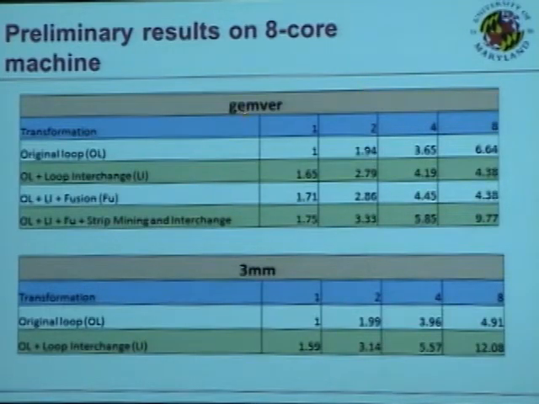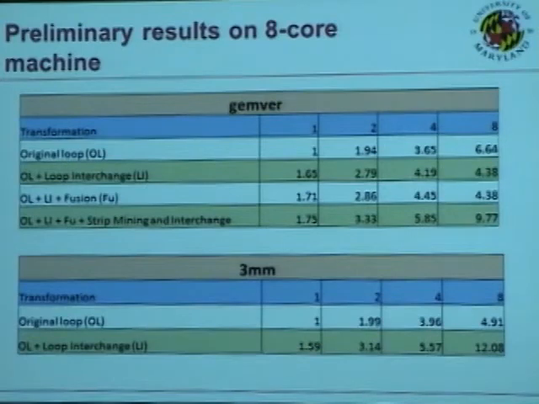So these names, like gemver and 3mm, are programs, and I've got 6 of them. I'm showing you 2 of them here. We've actually got many more, but I'm just showing you a small sample. So let's see what happens for gemver. I'm showing you runtimes for 1, 2, 4, and 8 cores.